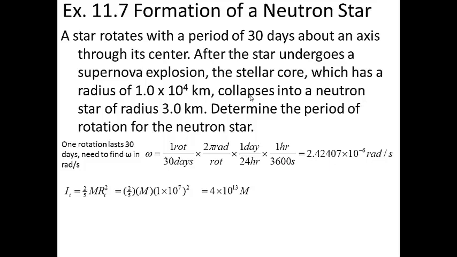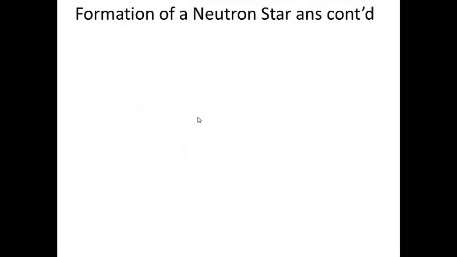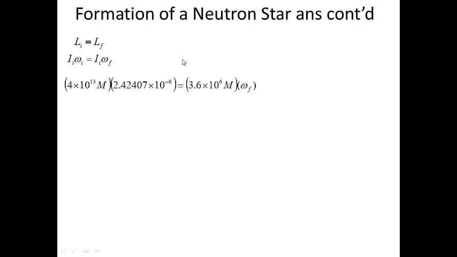of inertia. For the final moment of inertia, we want to use this final radius here, and again, just m, and we get 3.6 times 10 to the 6th m. So conservation of angular momentum: initial angular momentum equals final angular momentum. So I_i times omega_i, oh, and that should be an f there, sorry, my bad, equals I_f times omega_f. So let's plug in our numbers from the previous slide.